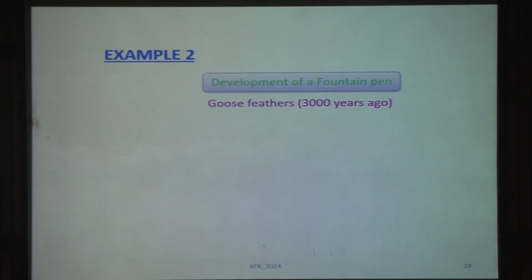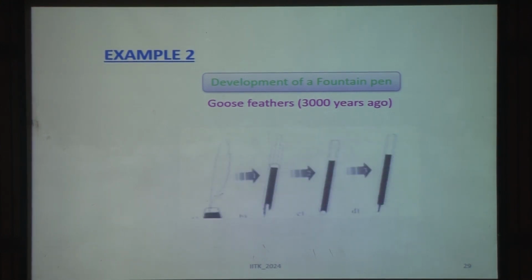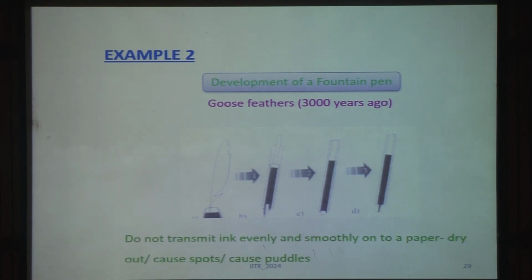Now, what is the problem with that? It doesn't leave a uniform thing because you are dipping. Sometimes the ink just runs, sometimes there is no ink. So it does not transmit ink evenly and smoothly onto a paper. It dries out, causes spots, causes puddles. So, you can't really write for a long time. You can write a short record. So how, when somebody is born, when was he born, where was he born, and all those things. You can't write a research paper.